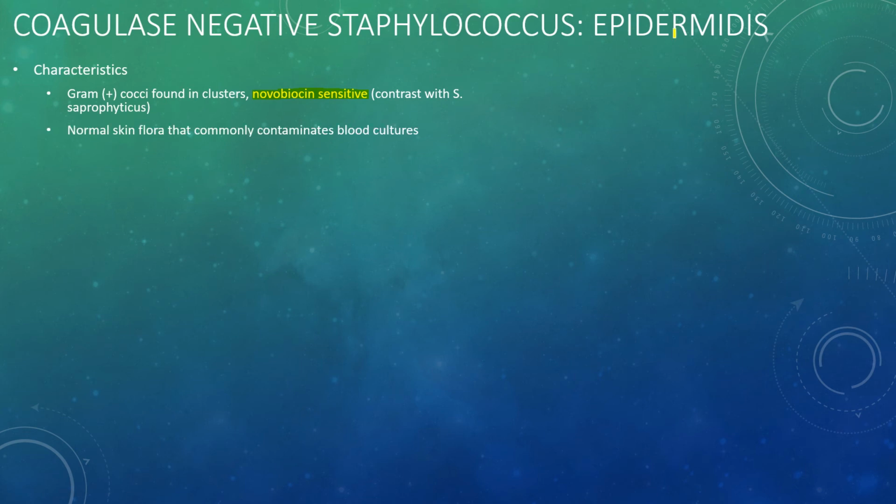So epidermidis, it says epidermis on it. It grows on the skin. So it's commonly a contaminant of blood cultures. So that's why you need to have multiple blood cultures for endocarditis, because it could get contaminated with Staph epidermidis.